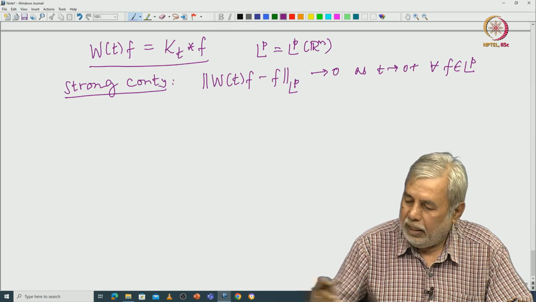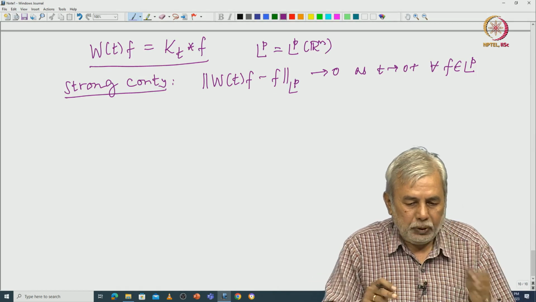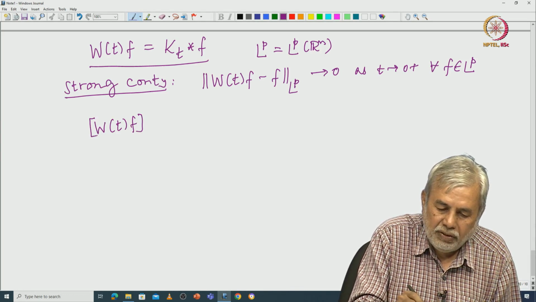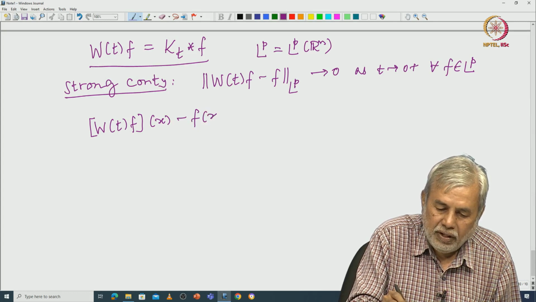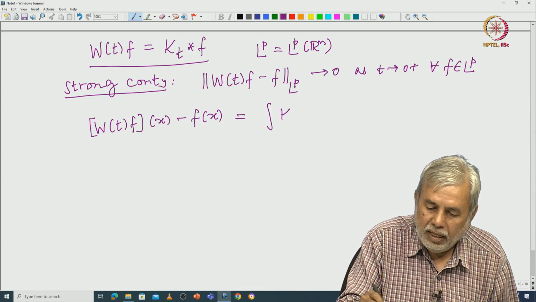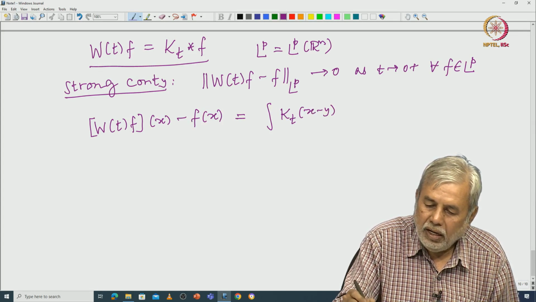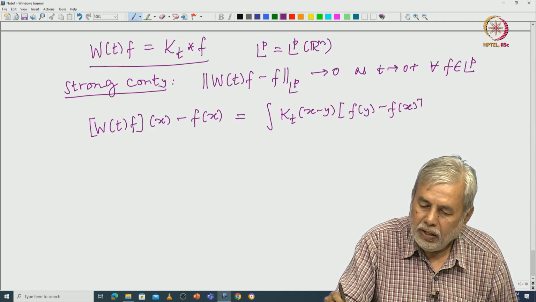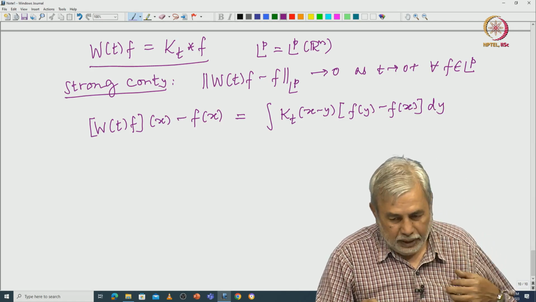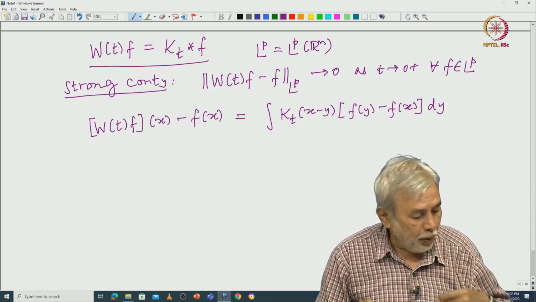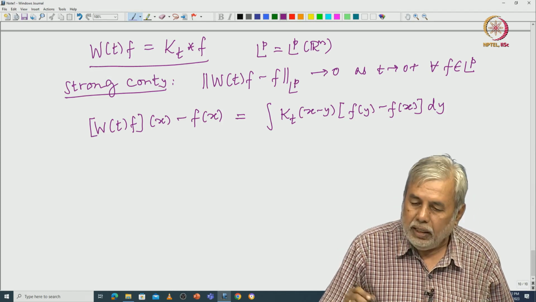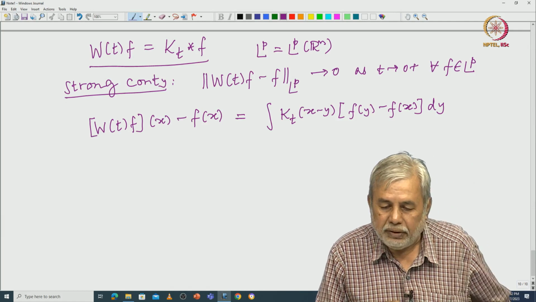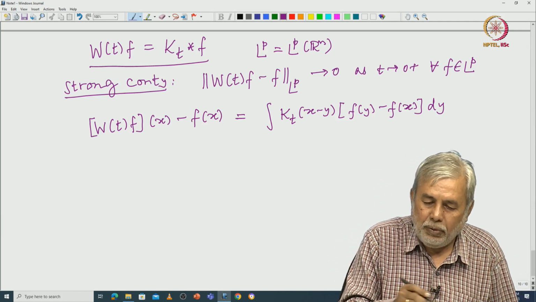Like we did in the estimate of W_t f, the same thing we will do now. So, W_t f of x minus f of x is nothing but the integral of k_t(x minus y) times (f of y minus f of x) dy. Each time we are using the property of the heat kernel k_t that its integral is 1. So, similarly to what we did in the previous estimate.